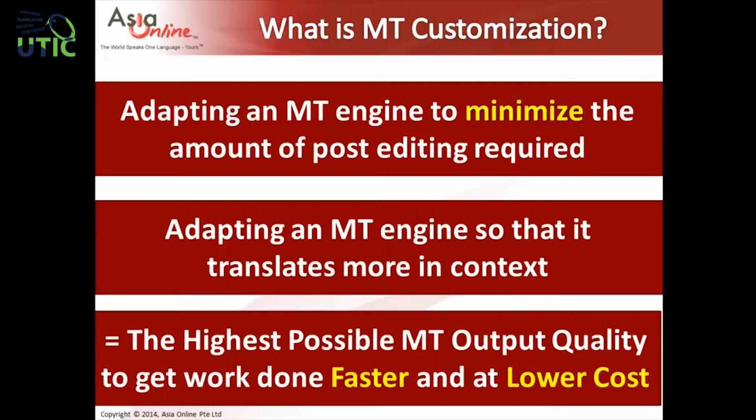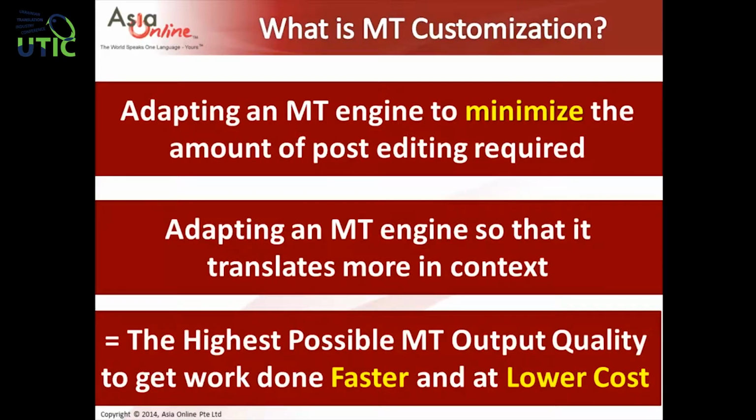So it's important to understand what we mean by MT customization. Basically, it's adapting an MT engine or an MT system to minimize the amount of post-editing required to make it look like it was done by human beings. It's adjusting an MT engine so that it translates more in context of what you really want it to do. And the objective is to produce the highest possible MT output quality so that translation work gets done faster and at lower cost. This seems obvious to some people, but it's amazing how often this is overlooked.